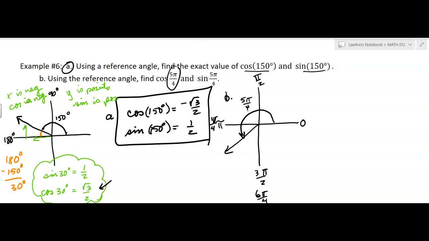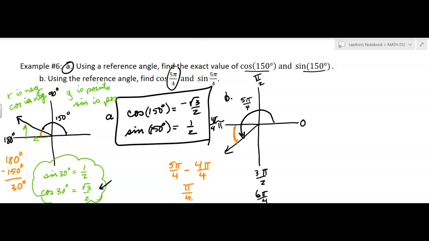Now, how do I figure out the reference angle? Well, it's going to be right there. It's going to be 5 pi over 4 minus 4 pi over 4. So you kind of have to get used to changing to that common denominator thing. So it's pi over 4. If you're thinking in your mind, hey, that's 45 degrees, good for you. Sometimes it's easier to think in terms of degrees, but maybe some people would rather always think in terms of radians, whichever way you were taught.